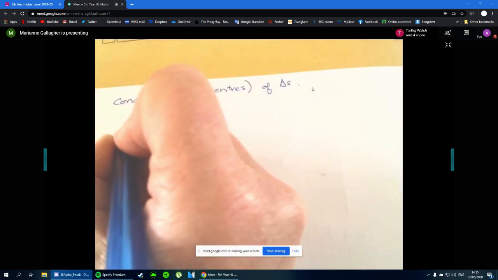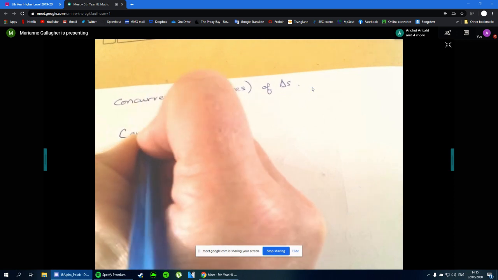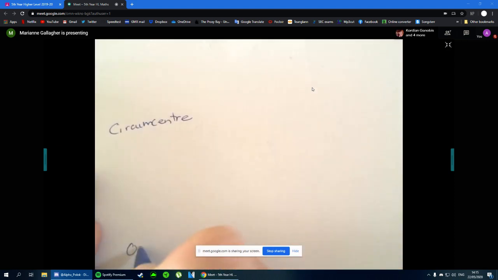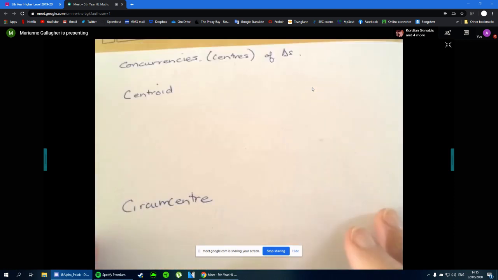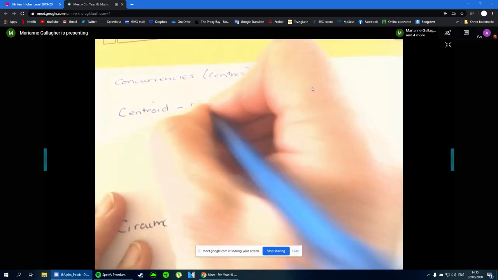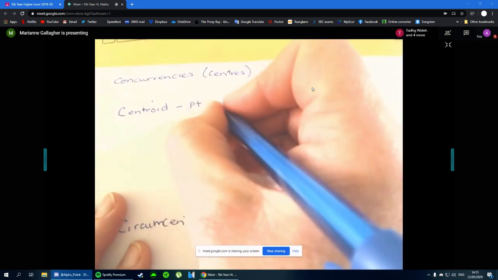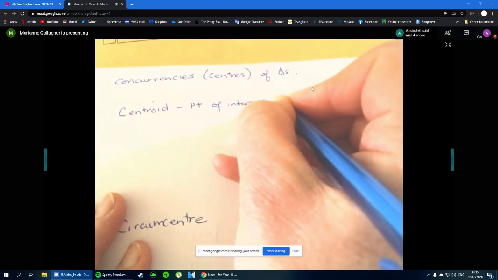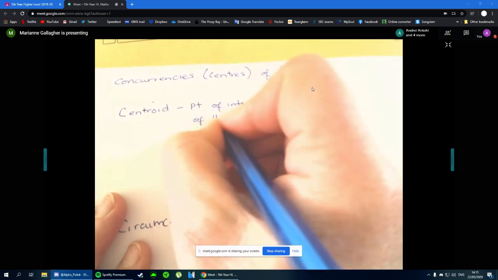And the 3 are the centroid, the circumcenter, and the orthocenter. And these are not in the table. So this is one thing you have to remember yourselves. So the centroid, and all of these are intersections of lines. That's the point of intersection. So they're all points of intersection. This one is the point of intersection of the medians.